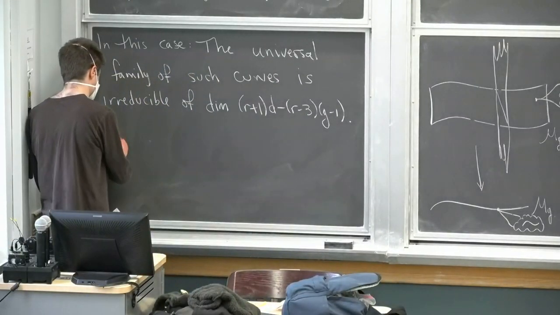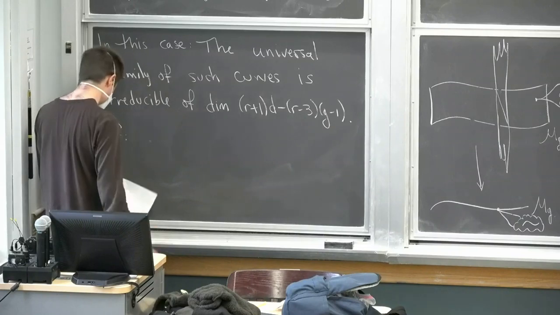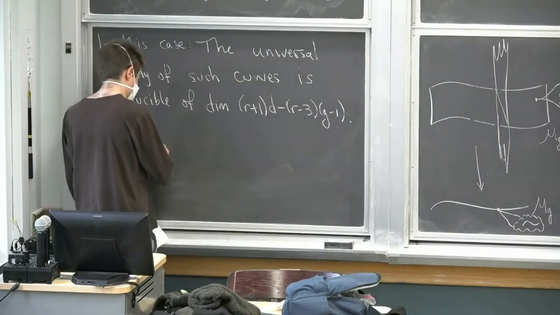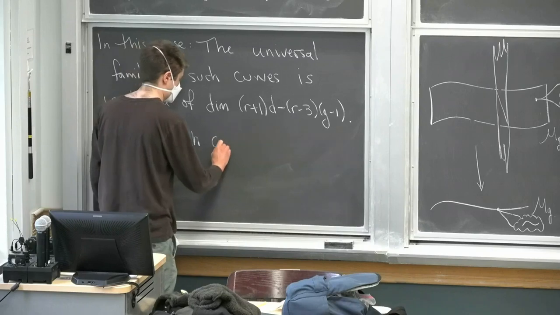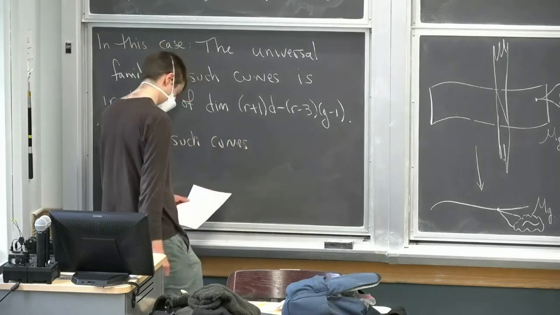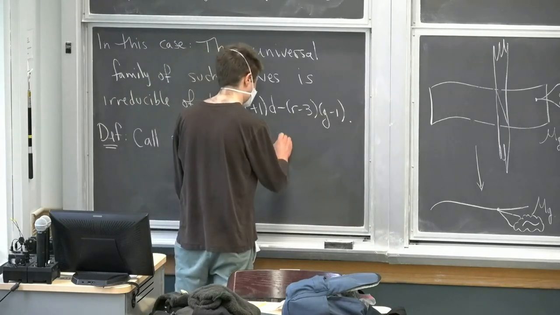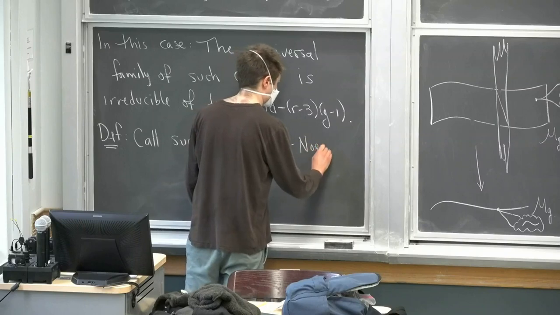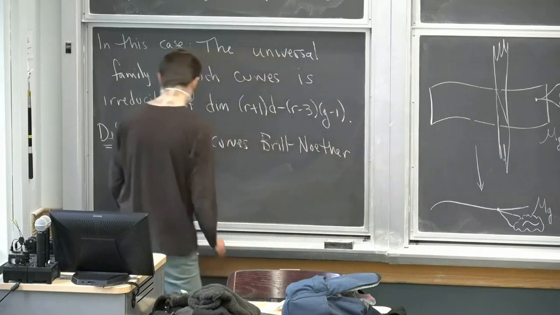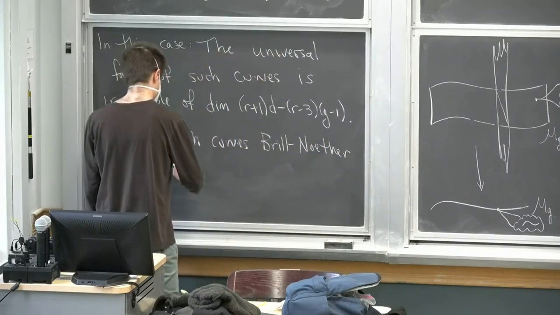And so, by definition, we'll call such curves Brill-Noether curves.